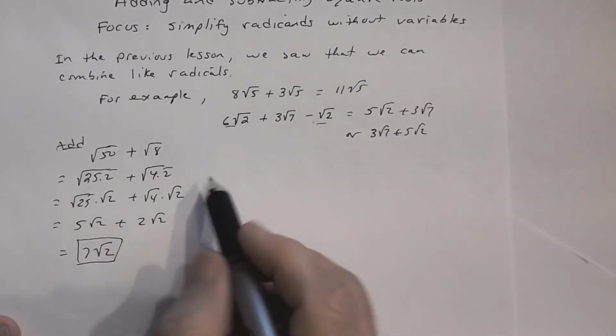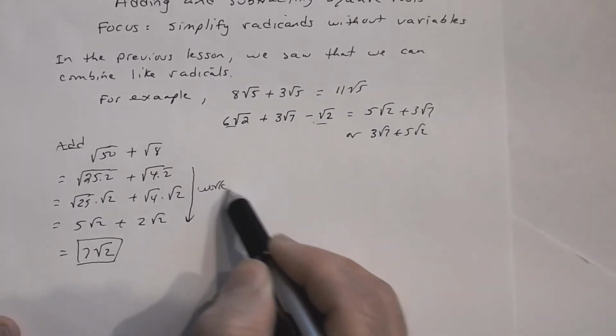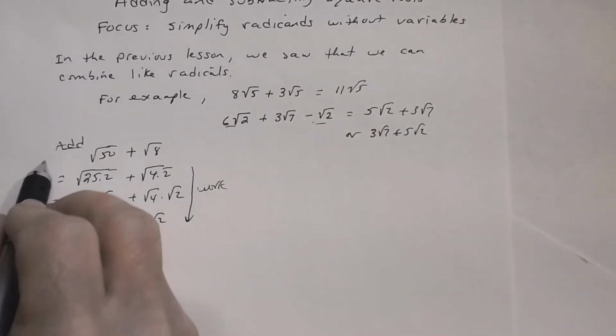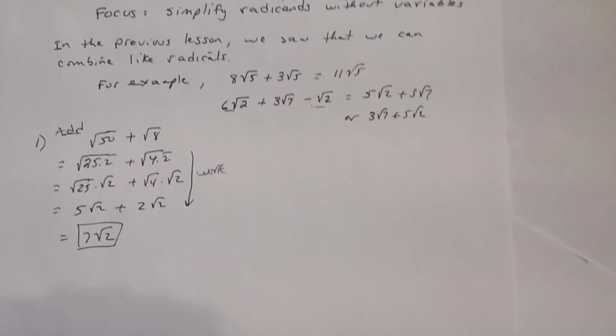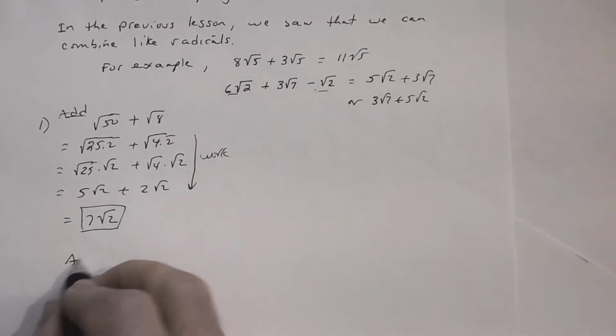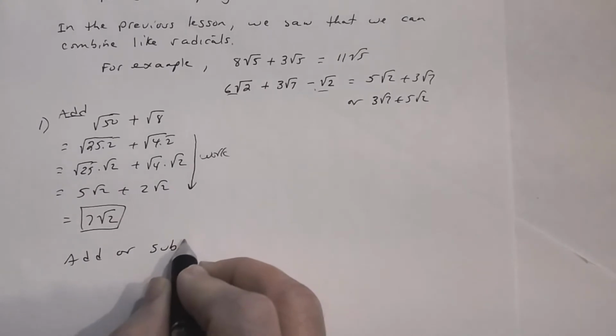Okay? All right, so that's what you would do. So that's your work right here. So this is the work that you would show to get to this point. All right, so let's call this number 1. And then the directions will usually say something like add or subtract. So there's going to be a mixture of these. I'm just going to say add or subtract as indicated.